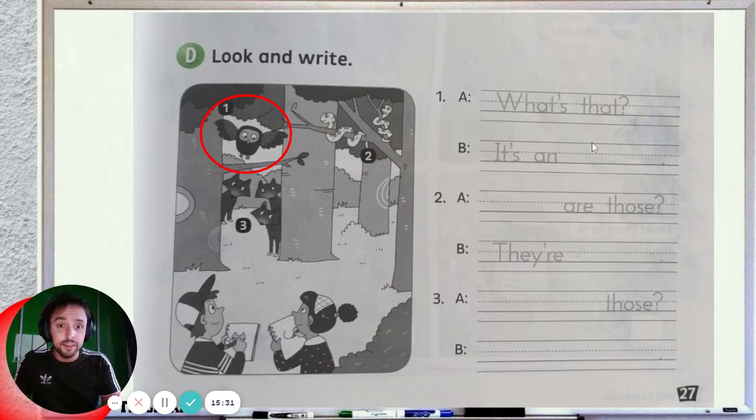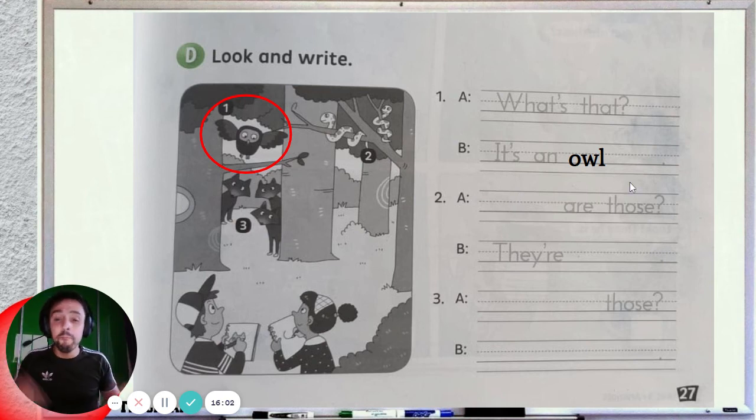Okay. So first, look and write. Number one, what's that? So let's look at number one. What's that? It's an... What is it? It's an owl. Okay, so that's number one. It's an owl.